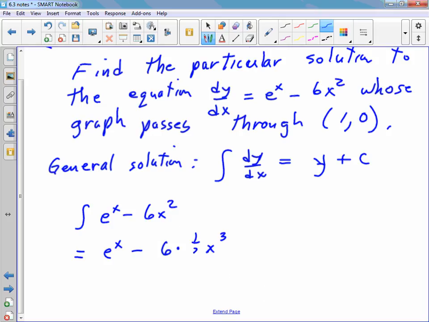Now, Ian, do you see where we got this stuff? Okay, so we take this, we increment it by 1, we go up by 1, and then we do times the reciprocal of 3. Okay?